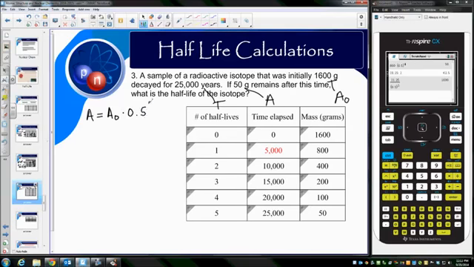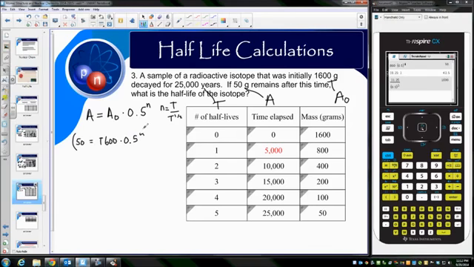So here's our formula. Okay. Keep in mind what N means. N means our time elapsed divided by our half-life that we don't know. So we're going to leave n as n in this equation this time. We're going to have A, which is our remaining mass, 50 grams, and that's going to be equal to our beginning mass, which was 1,600, times 0.5 to the n.